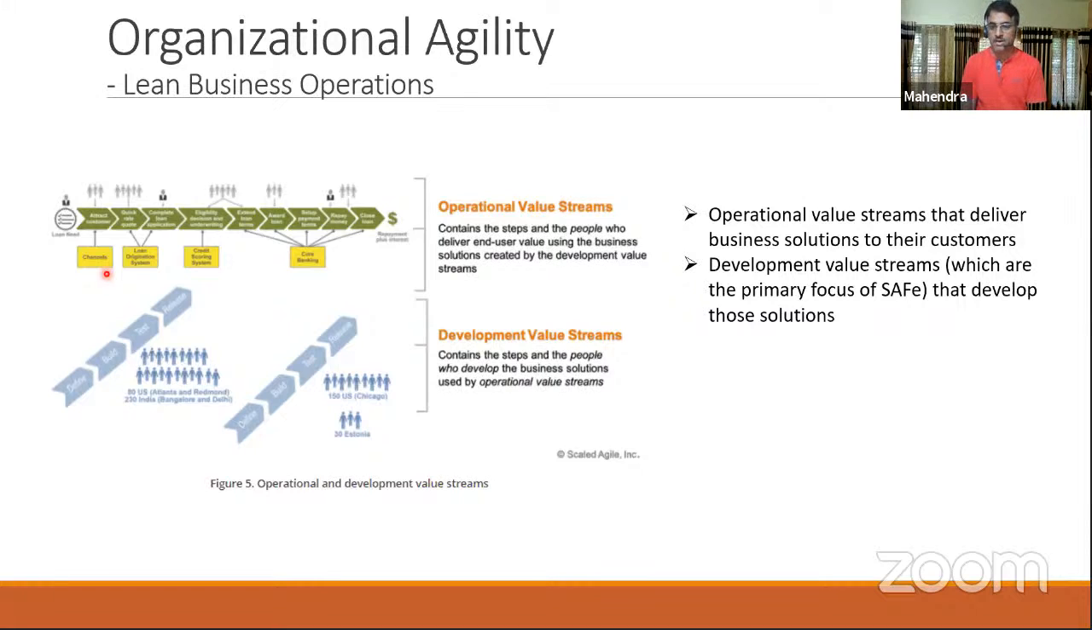So, for example, it could be the engineering team, or it could be the infrastructure team. So, they are development value streams which enable the operational value stream to deliver the solutions to their customers. So once again, we are not getting into the details of this. However, this is all about how we organize ourselves with respect to operational and development value streams.